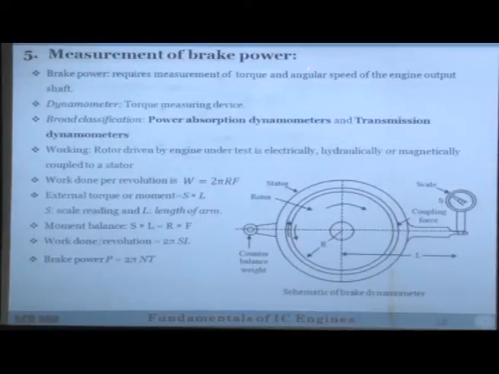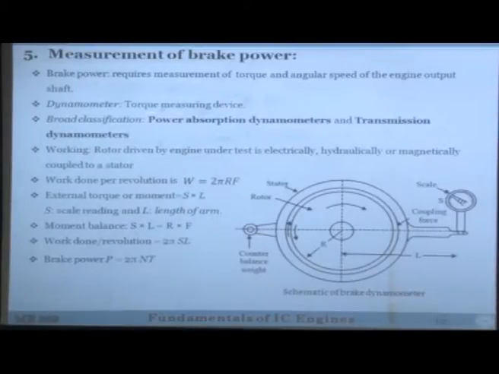The next topic is measurement of brake power, how much power the engine is producing. Brake power requires the measurement of torque and angular speed, because if you want to measure the power output, the simple formula is P equal to 2 pi NT. Right. What is N? N is the rotational speed of the engine, or angular speed, whatever you may like to say, and T is nothing but the torque. So if you know the angular speed or the speed of the shaft, and the torque being produced, you will be able to calculate the brake power.